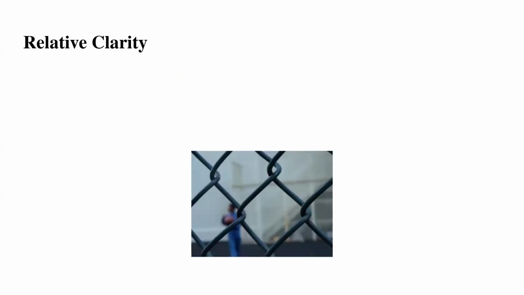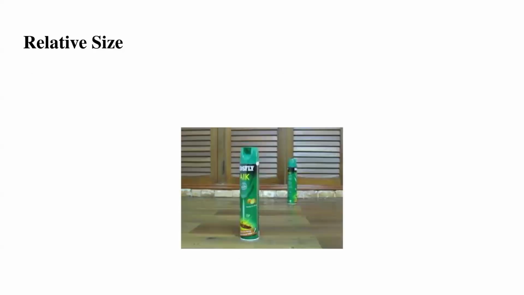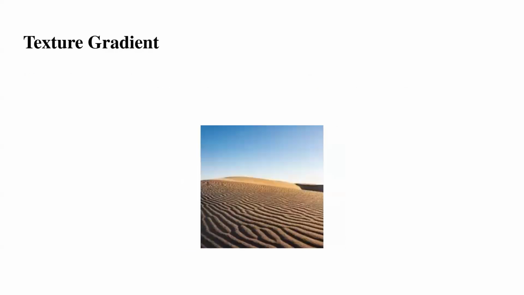Retinal disparity is the slight difference between the images each eye sees, helping depth perception. Relative clarity is when objects that are more clear appear closer than blurry ones. Relative size is when objects that are smaller appear farther away. Texture gradient is when objects with more detail appear closer.